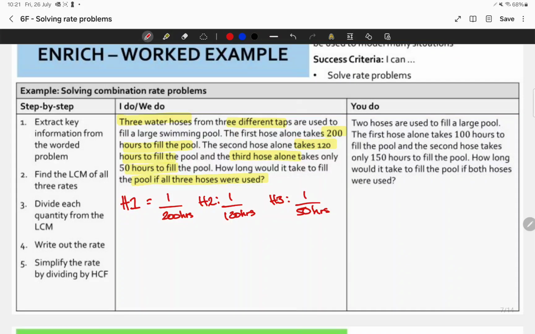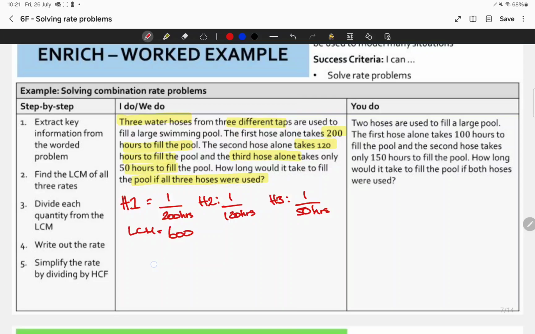And then what you need to do is you have to find the lowest common multiple between these 3 numbers. The lowest common multiple, so the LCM, is going to be 600. Okay, and the way that we did that was you just find the multiples of each one, and then what's the lowest with all 3. So it's 600 here.